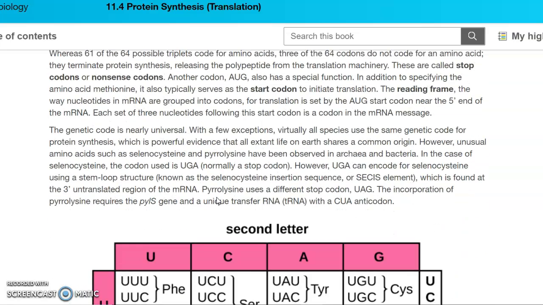The genetic code is pretty much universal. Pretty much all species share this same genetic code. There are some odd or unusual amino acids that we see in bacteria or archaea that we do not see in eukaryotes.